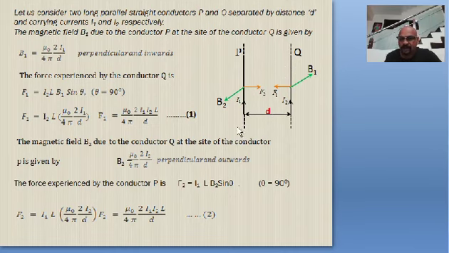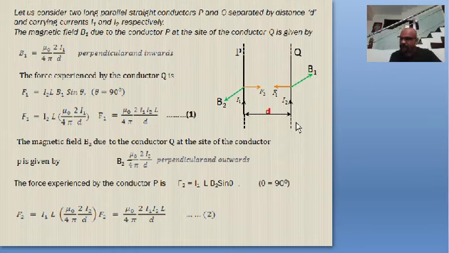The conductor P is carrying the current I1, and therefore there will be a magnetic field in the region surrounding the conductor. Similarly, the conductor Q is also carrying the current I2, and therefore there will be a magnetic field produced by the conductor Q in the region surrounding it. Which means there are two conductors carrying the currents I1 and I2, and therefore there are two magnetic fields.